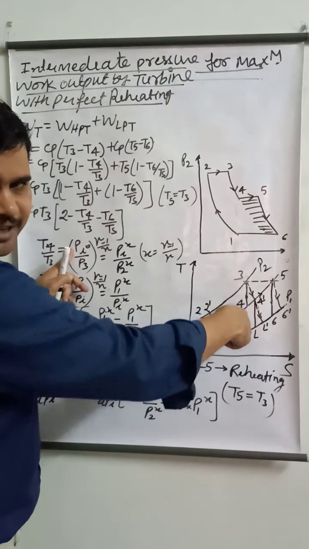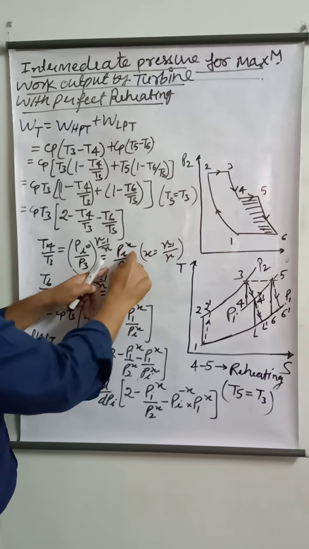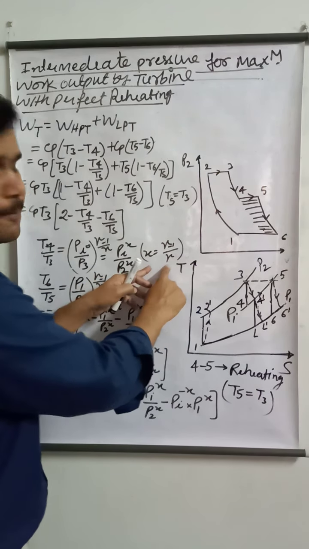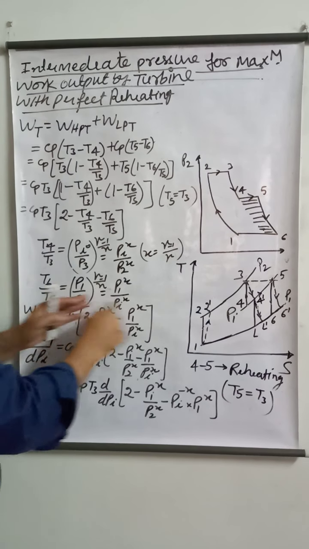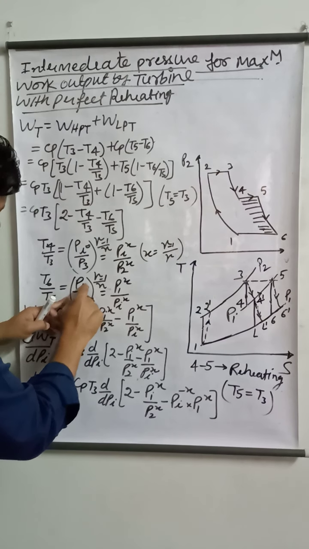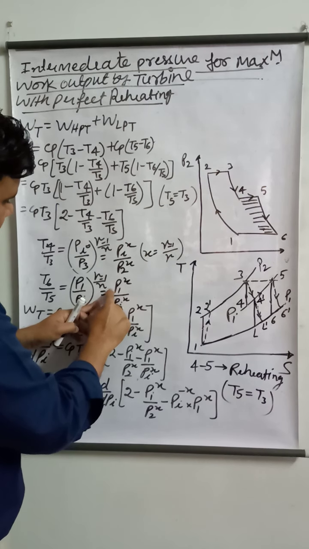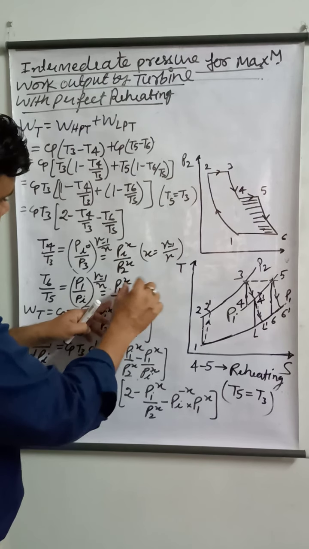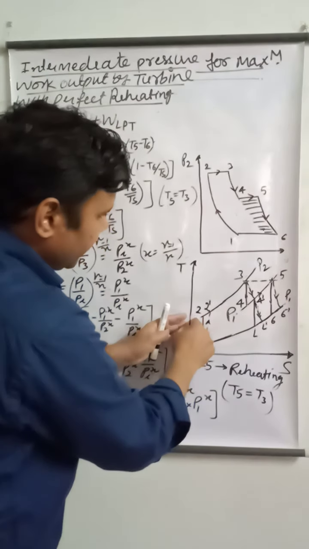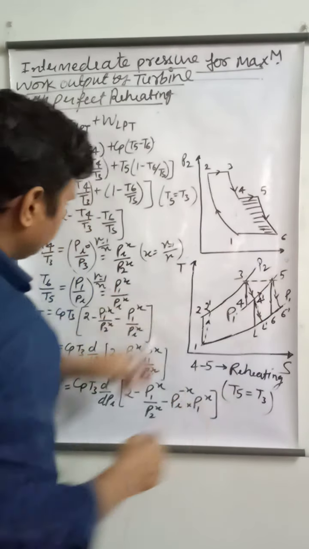We have to find out this relation for this, right? So (Pi upon P3) power (gamma minus 1) upon gamma is equal to Pi power x upon P2 power x. It is assumed that x equals (gamma minus 1) upon gamma for simplification, right? And again T6 upon T5, isentropic expansion in the low pressure turbine, is equal to (P1 upon Pi) power (gamma minus 1) upon gamma, or again P1 power x upon Pi power x. Here P6 and P1 are the same, so this is pressure P1, and here P3 will be equal to P2, this is the pressure, right?